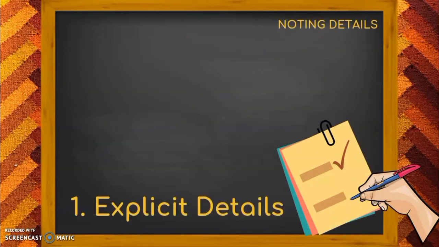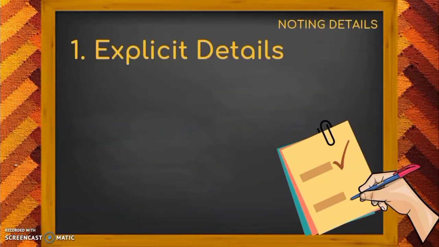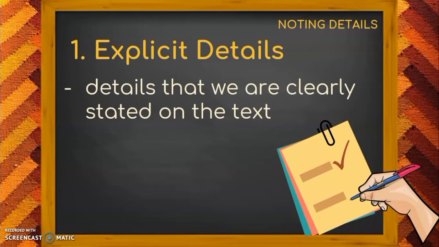Details are divided into two. First are explicit details. These are the specific details. These are the details that we can see, and these are the ones measurable because they are stated clearly. Some of the explicit details that we could clearly see when we are reading a story are the setting, which is clearly given, or maybe the characters.